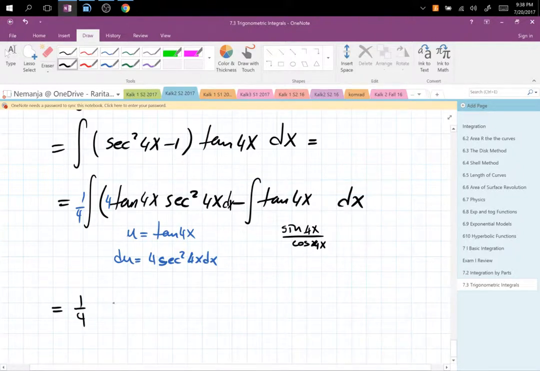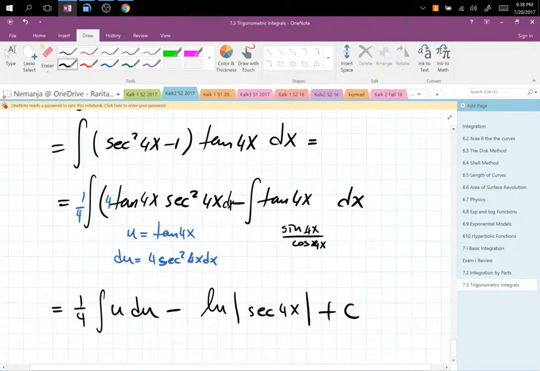One quarter u du minus, and over here I can just steal the answer from the other one. We know it's ln of secant 4x plus c, and then it has to be 1/4 in front because of the 4.